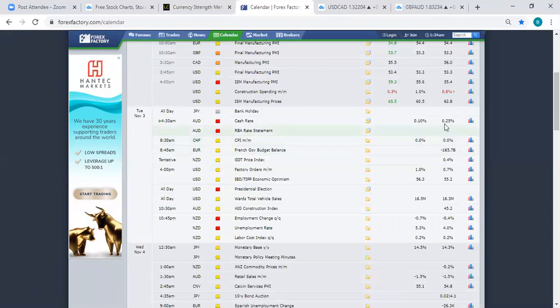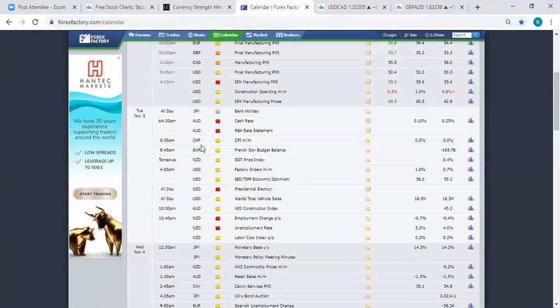And here you have the result. Here you have what the former result is. Here you have the prediction. And after the news happens, you will now have what actually occurred. Now, if the result is higher than this, it means the Australian dollar is going to be strong. But if the result is lower than 0.25%, it means that the Australian dollar will be weak.